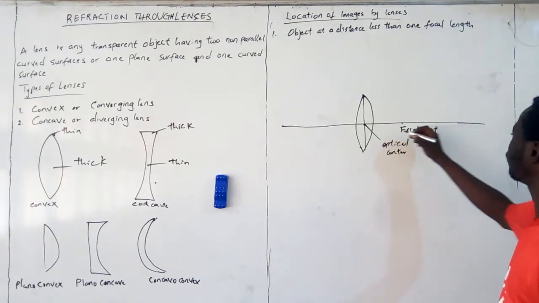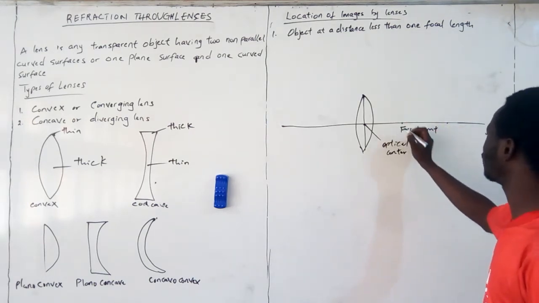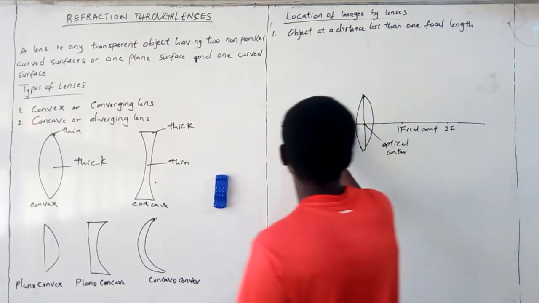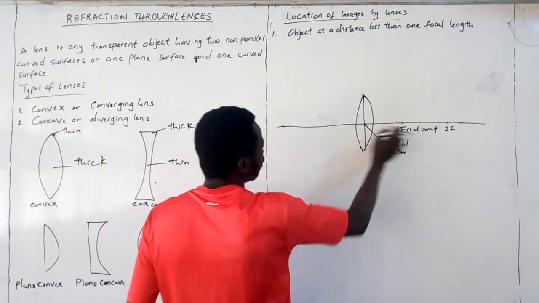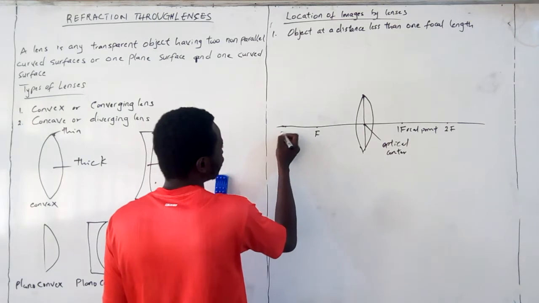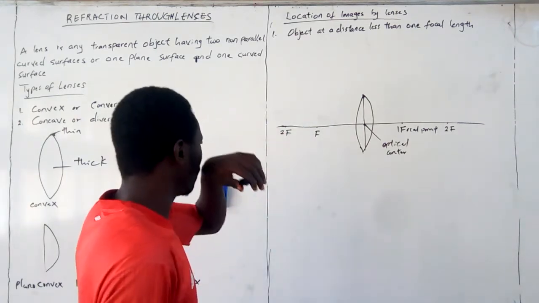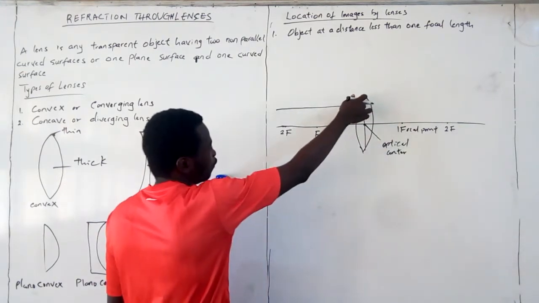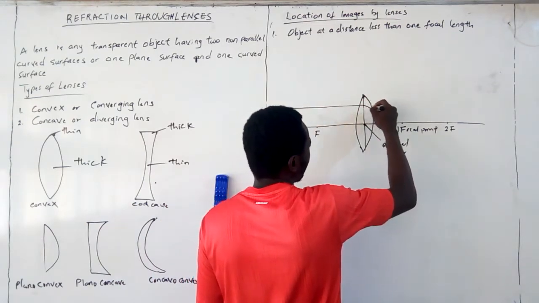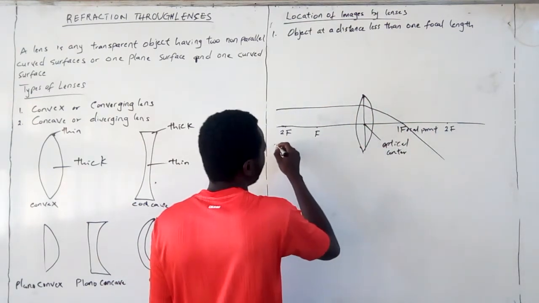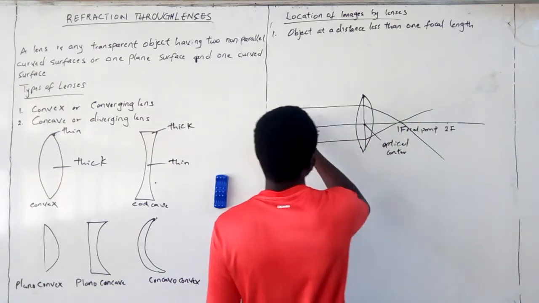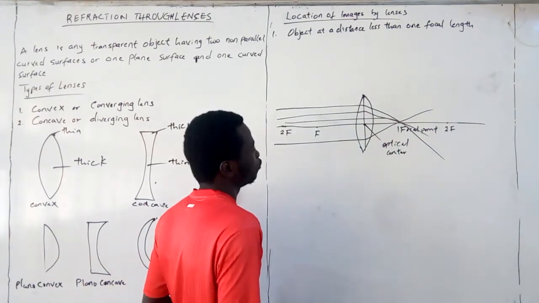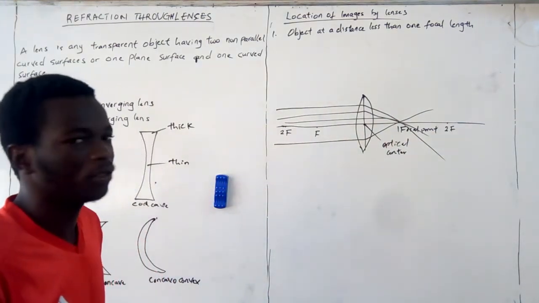Then the focal point can be an integral multiple. That is, if we have one focal point here, we can have 2F. Then, since this is a transparent material, you can also have the focal point at the other side also, and so on. Now, any light that falls parallel to the principal axis will converge at the focal point. So that's why this is called a converging lens.